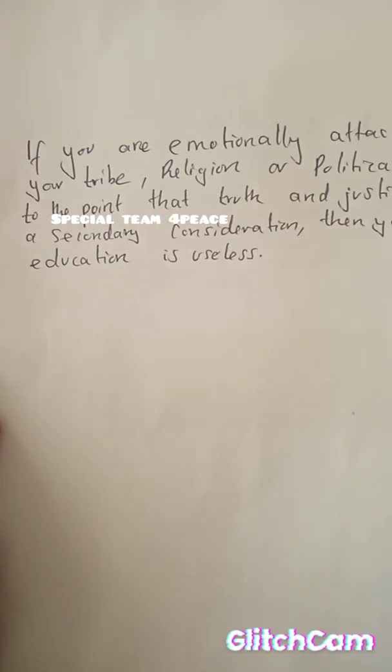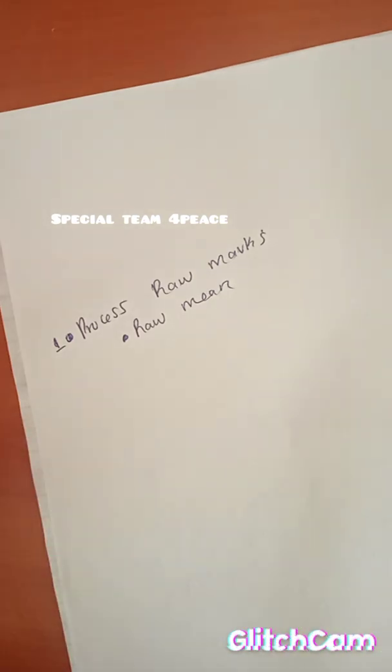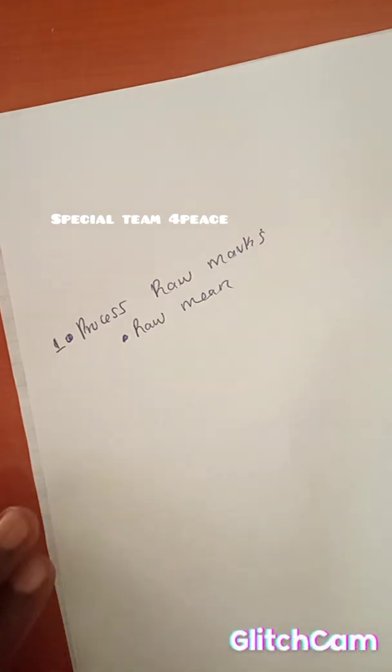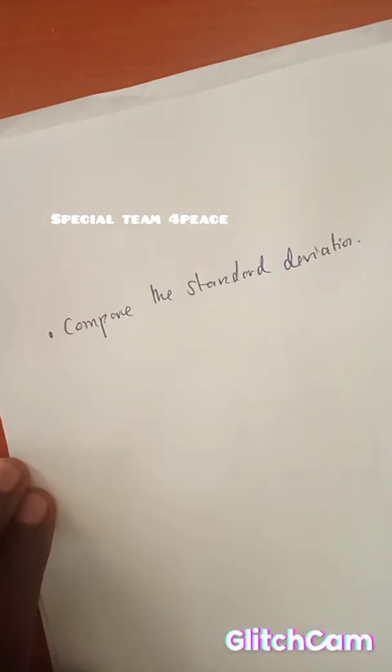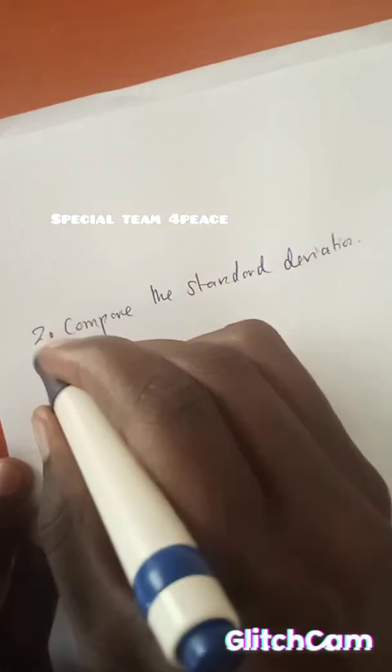So step one is to process the raw marks. The raw marks means you are processing to get the raw mean and also the raw standard deviation. So you want to see the actual scores, whether they were high or low, whether they were tens or hundreds, and what the mean is for the comparison subjects and also the compulsory subjects. After getting the mean, step two is to compare the standard deviation.